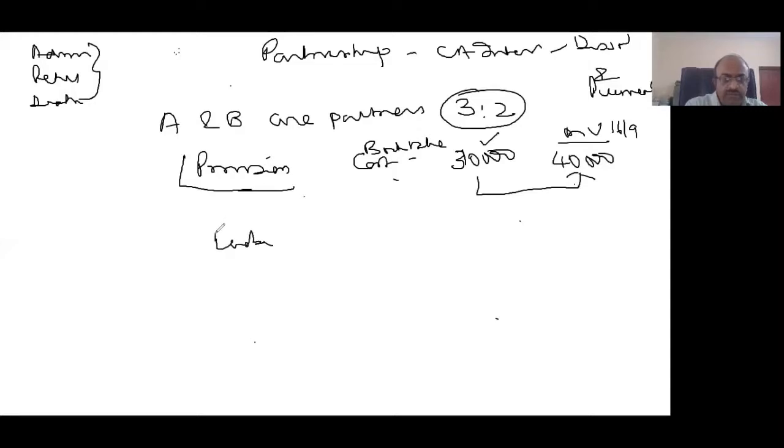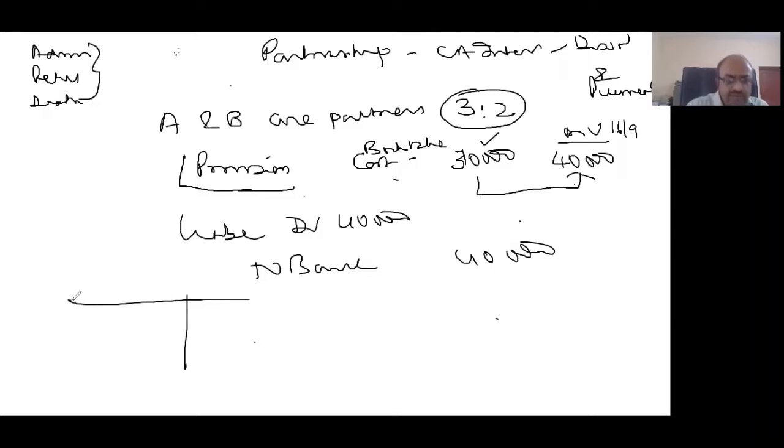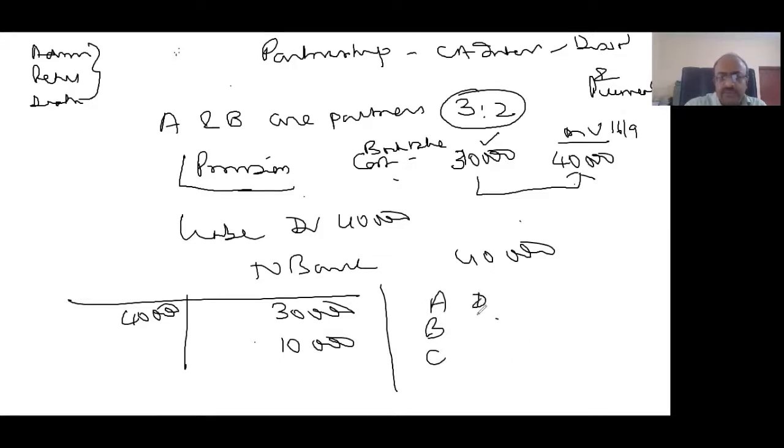The liability account, debit 40,000, to bank 40,000. But the liability account had only a balance of 30,000. Now you have paid 40,000, therefore you have to debit an extra 10,000. Where will you debit? You will have to debit A, B, C: A's capital debit 5,000, B's capital debit 3,000, C's capital debit 2,000, to liability account 10,000.